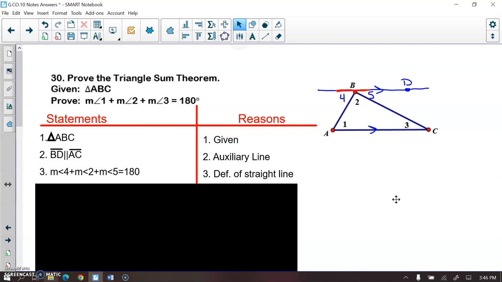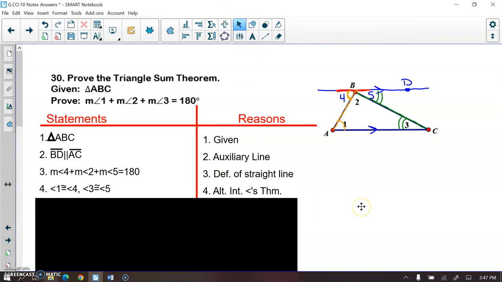You should then notice that if I look at my two parallel lines cut by this transversal, angle 1 and angle 5 are congruent. Sorry, I apologize. Angle 1 and angle 4 are congruent because those are alternate interior angles. If we look at this transversal and the two parallel lines, angle 3 and angle 5 are congruent because those are also alternate interior angles. So I'm going to state that.